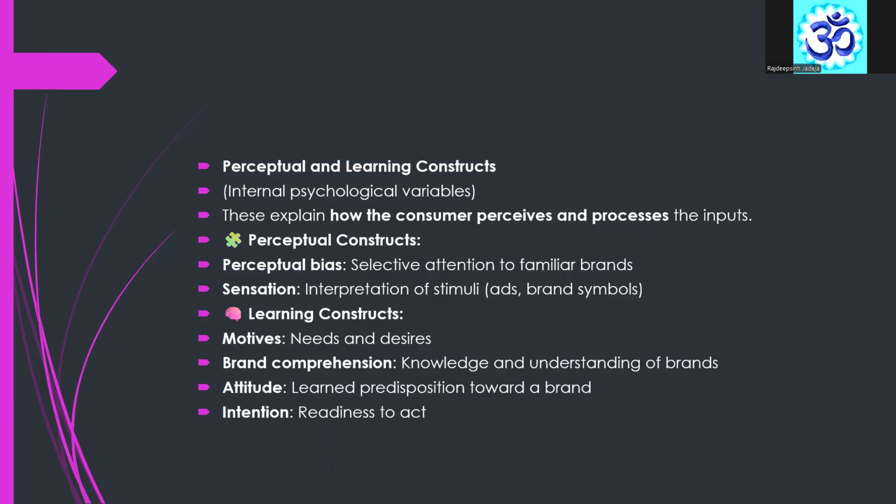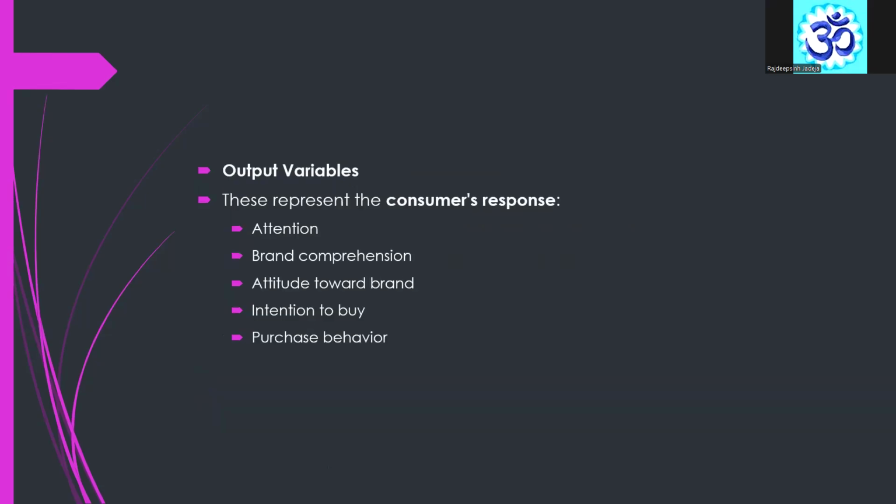Perceptual and learning constructs. These are internal psychological variables. This explains how the consumer perceives and processes the inputs. Perceptual constructs include perceptual bias, which is selective attention to familiar brands, and sensation interpretation of stimuli, which are ads and brand symbols. Learning constructs include motives, which are needs and desires; brand comprehension, which includes knowledge and understanding of brands; attitude, a learned predisposition towards a brand; and intention, which means readiness to buy.